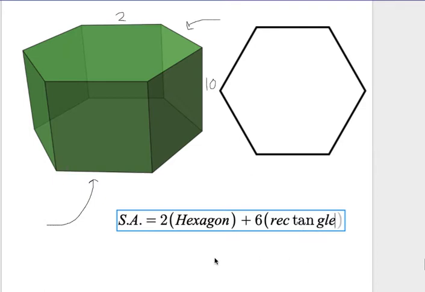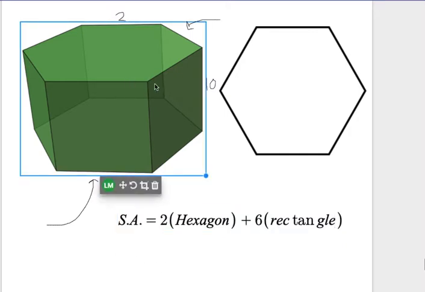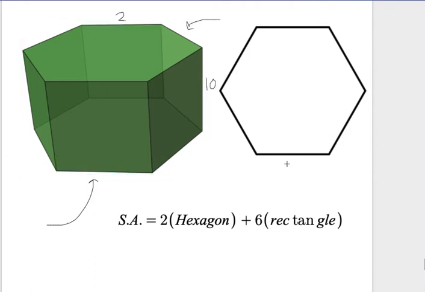So let's start with the hexagon. They only give me this length right here, which is 2. So in order for me to find the area of this hexagon, I'm going to have to do what we were doing the last few weeks. I'm going to have to break it up into congruent triangles. So I'm going to go ahead and draw one of those. Actually, I'll draw them all.